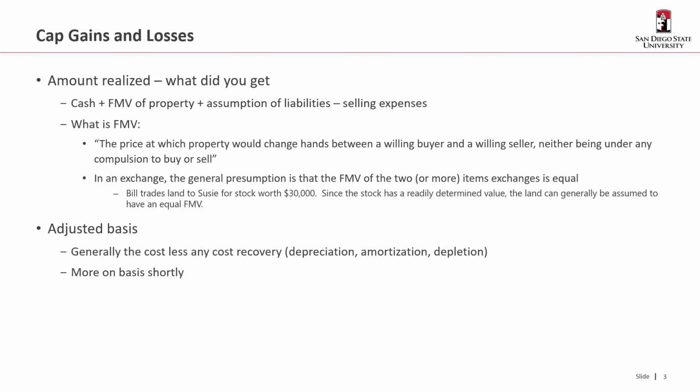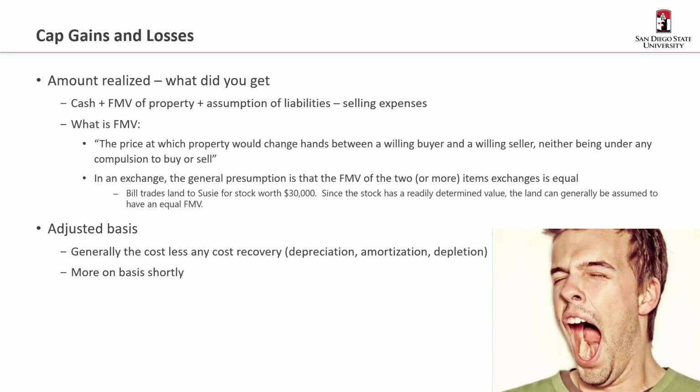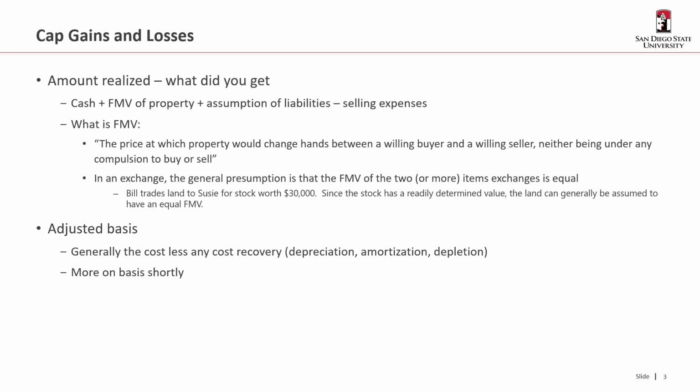Okay, so the other part of our equation, amount realized minus adjusted basis. So adjusted basis, generally the cost, less any cost recovery that the taxpayer is allowed or is allowable. So that typically comes in the form of depreciation, amortization, and then something called depletion that has to do with natural resources, which we're not going to spend any time on. We'll talk more about basis shortly because, of course, it sometimes deviates from this general rule.